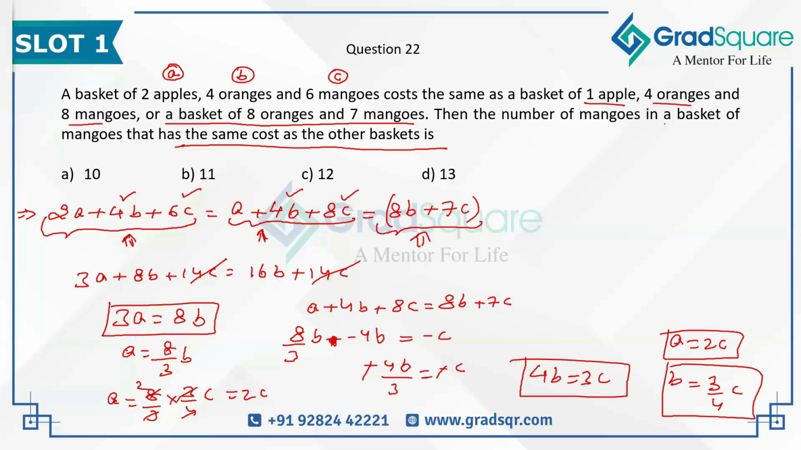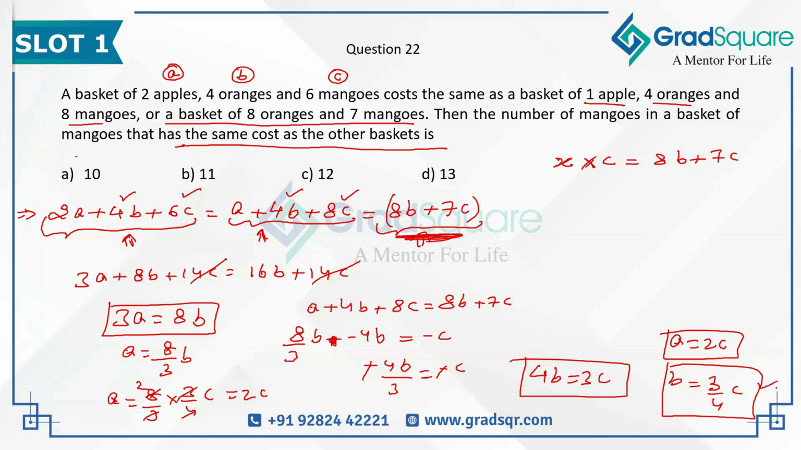So the number of mangoes in the basket of mangoes, only mangoes are there. So suppose I'm taking X mangoes multiplied with the cost of every mango, which is C. That's the cost of this basket, should be equal to the cost of any of the other baskets. So that should be, let's say, 8B plus 7C, right? Because I've taken any basket. So I'm taking this basket. You can take any other basket also. That's not a problem. So let's bring everything in terms of C.